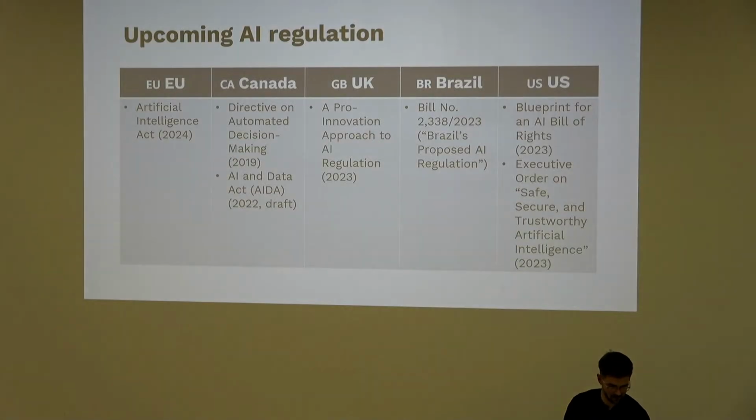What's very nice to see is that more and more countries and international bodies are actually developing AI regulations. So you see the EU, you see Canada, the UK, Brazil, but also the US, who developed AI regulation. For example, in the US, we had the executive order by President Biden in 2023 on the safe, secure, and trustworthy artificial intelligence.